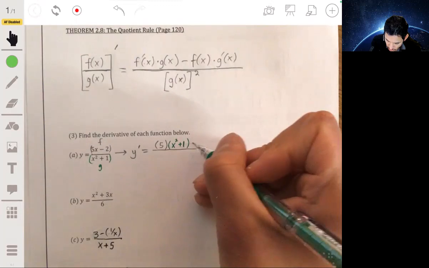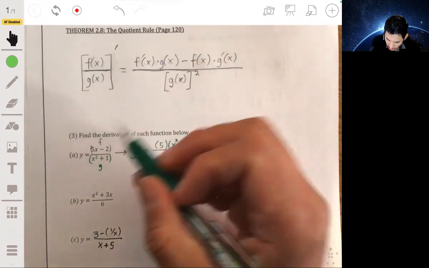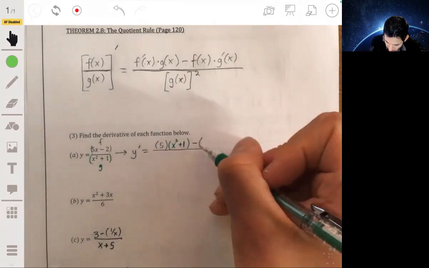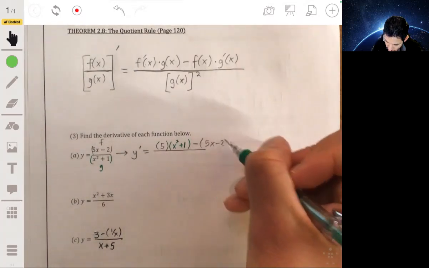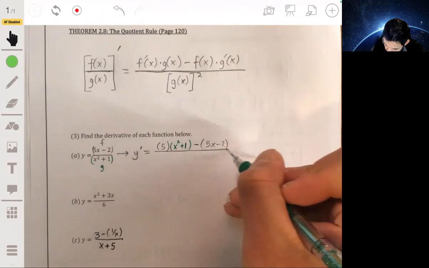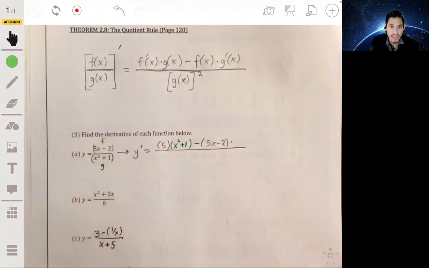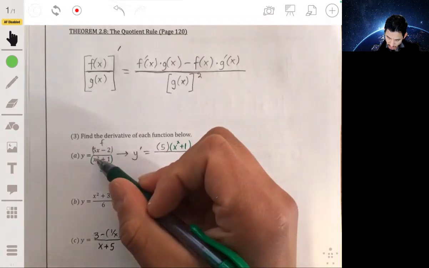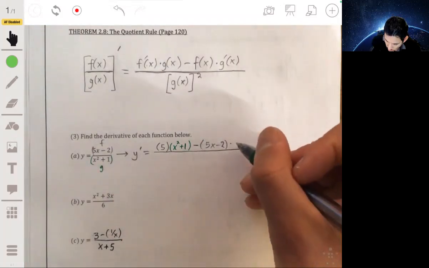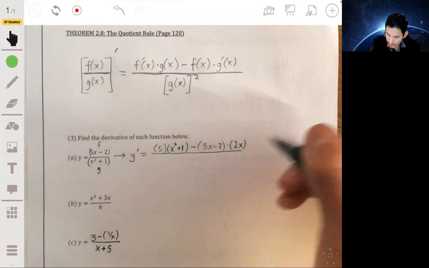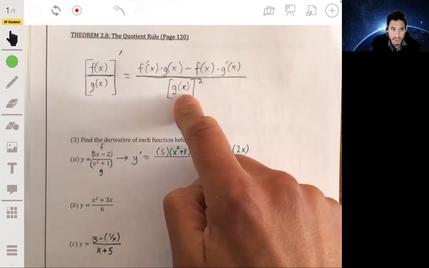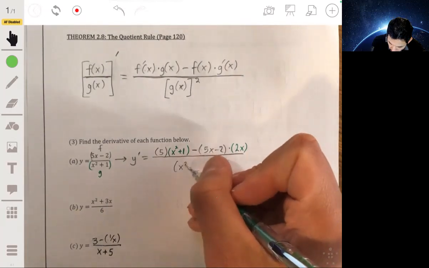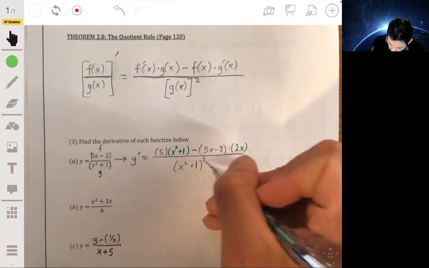Now from here, we subtract f of x. We subtract f, which is just the top, 5x minus 2, multiplied by, now it's g's time to get differentiated, the derivative of x squared plus 1, or multiplied by 2x, all over g of x squared. So all over x squared plus 1 squared.